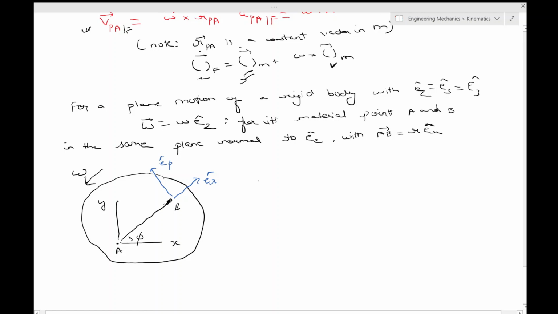Now one can say that the velocity of BA is equal to omega cross AB, which is omega into Ez, that's what we had as our omega, cross AB, which can be written as R ER. Okay, this would make it omega R E phi.